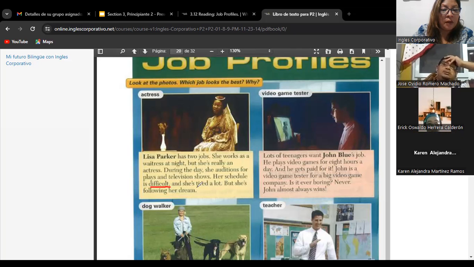And tired, also. So we can contract, look: she's tired. She's tired a lot. Okay, and do we have another adjective in this part of the reading? She's followed her dreams. That would not be an adjective. Here, following is a verb. Dreamer. Okay. She's a dreamer. Her dream. Dream is a noun. Sueño. A noun. Dream means sueño. Ella está siguiendo su sueño. She's following her dream. Okay, now the video game tester.